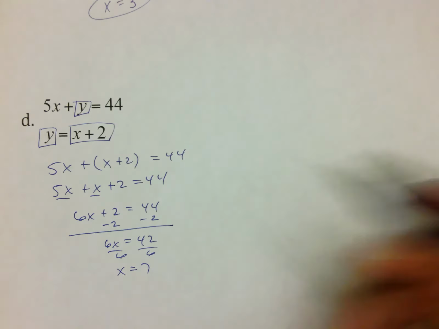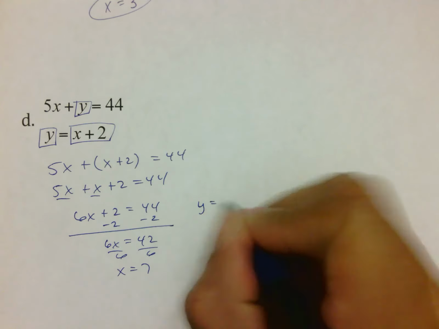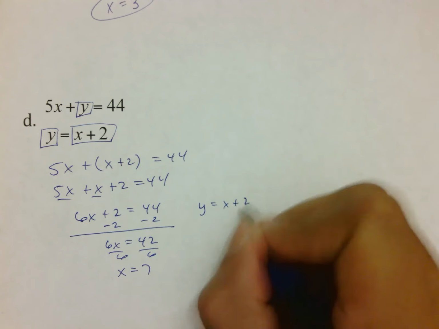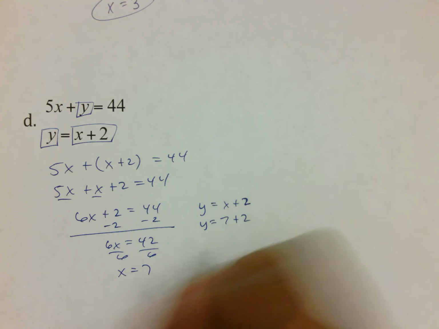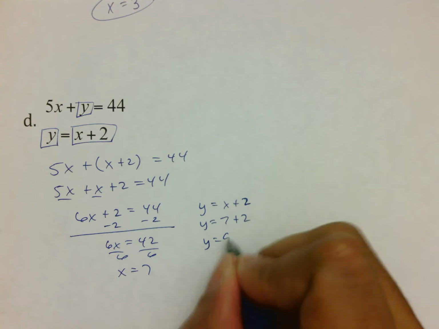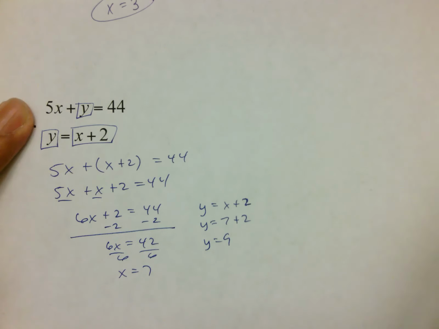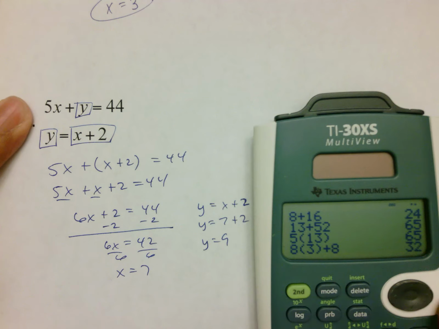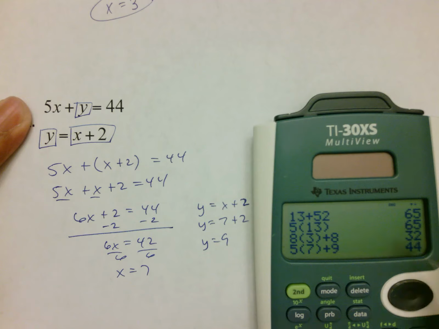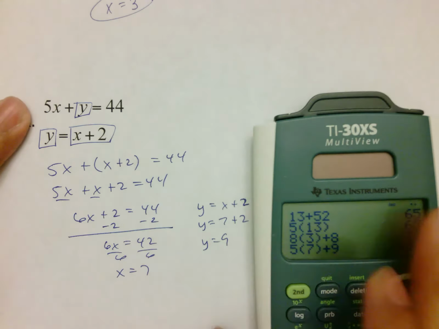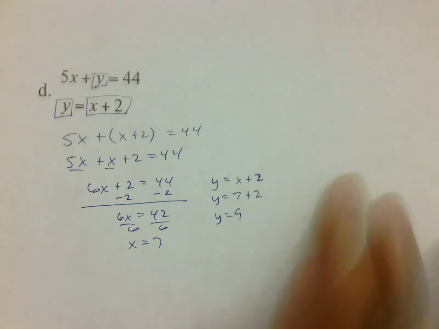7 plus 2 is 9, but I do need to see your work, so please make sure you show me this part because it won't always be this easy. But that'll be 7 plus 2, again, just turning my x into a 7, which is 9. And again, to check it, check the equation you did not plug in for. So we'll do 5 parentheses x, which is 7, plus y, which is 9, equals 44. That's a 44. Therefore, you know you have it right.